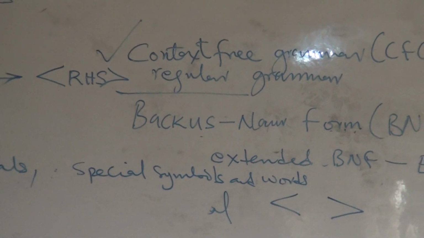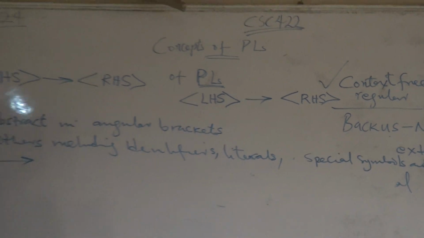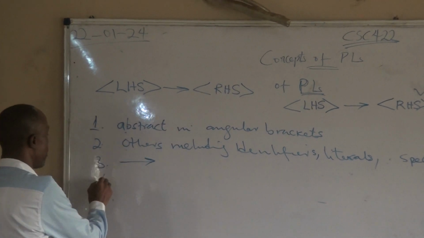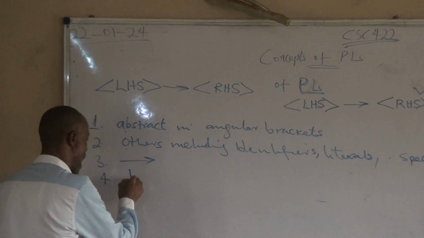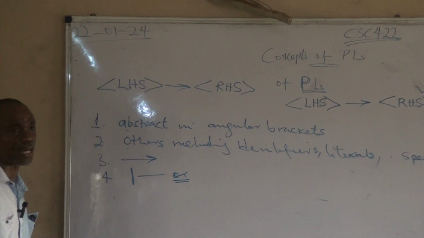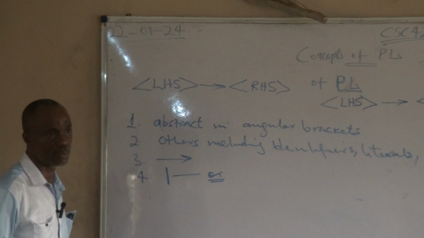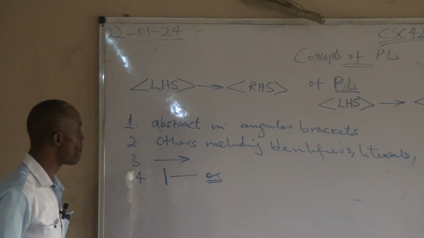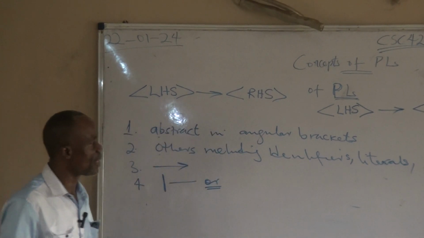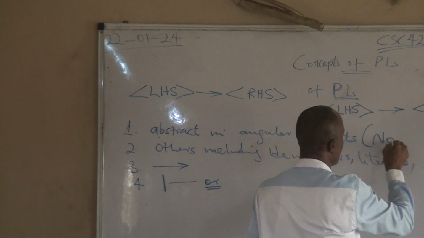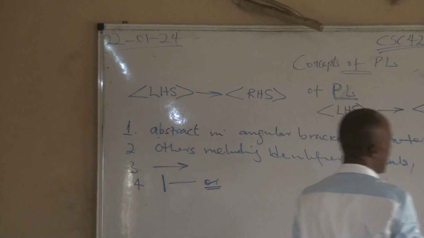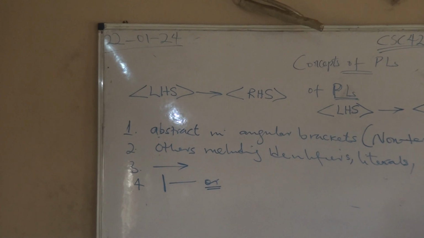Rule 3: we use a directed arrow to connect the left hand side with the right hand side. Rule 4: we use the bar to represent alternates, or. An abstract in angular brackets is referred to as a non-terminal. And these others are what? They are terminals.